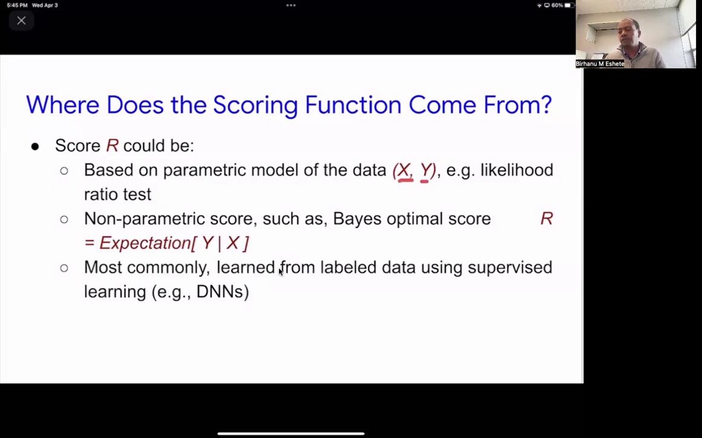So it could be learned from labeled data using supervised learning, such as deep neural networks. For our purpose, it doesn't really matter. We can safely assume that the score function is set, and we're just getting the score out of it, processing the score to get the decision, and then analyzing the decision based on the sensitive attributes.